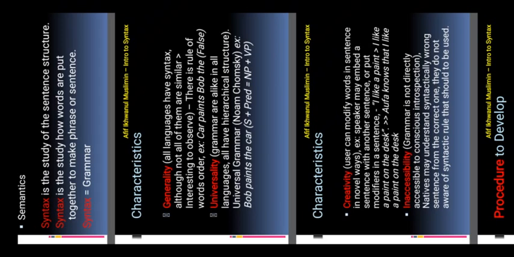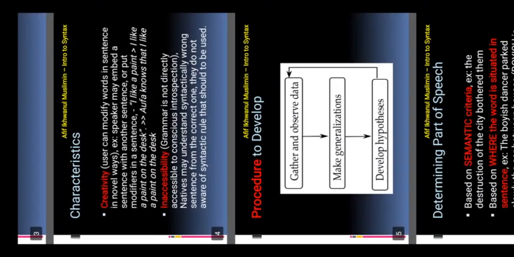But some other languages have different grammar, like Japanese or maybe Thai or Chinese. But mostly, about 90% of the languages in the world have similar grammar, and that's why Noam Chomsky mentions universal grammar. Another characteristic is creativity.